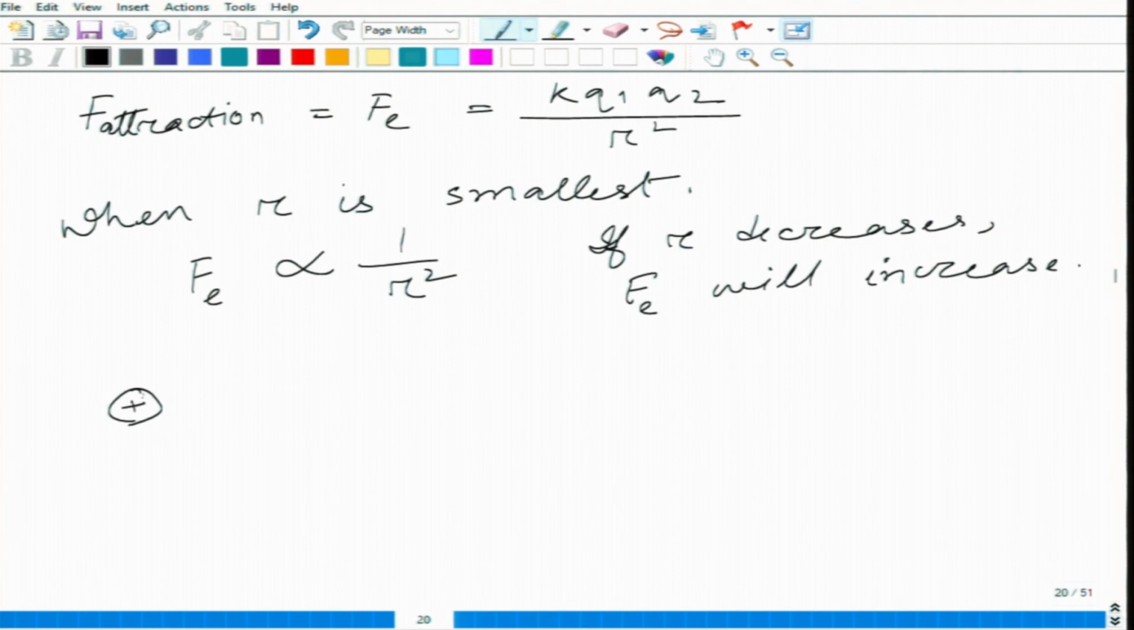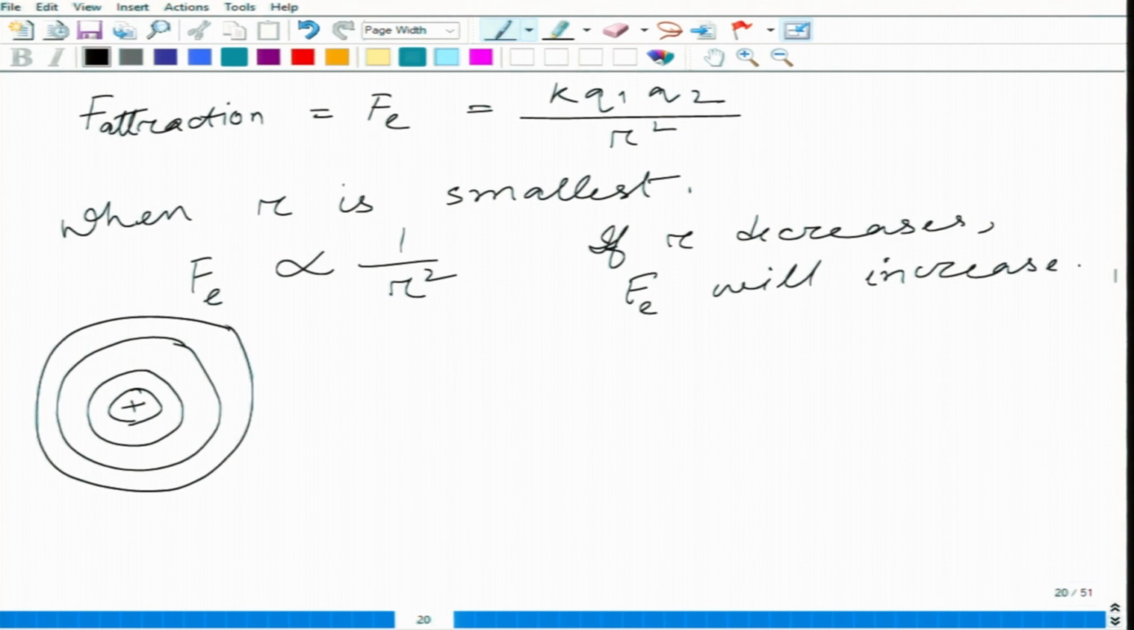So, if these are the orbits, the inner circles or the inner orbits have smaller radius and the outer orbits have bigger radius. So, these smaller orbits will have greater force of attraction from the nucleus. That is, the electrons in the inner orbits or the smaller orbits will be attracted more. So, greater the force of attraction, greater will be the stability of these orbits.